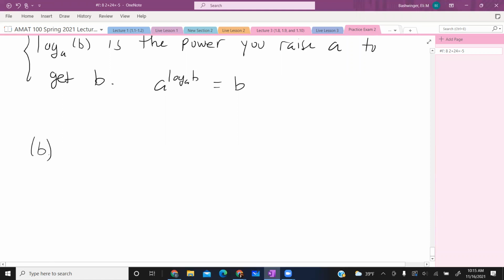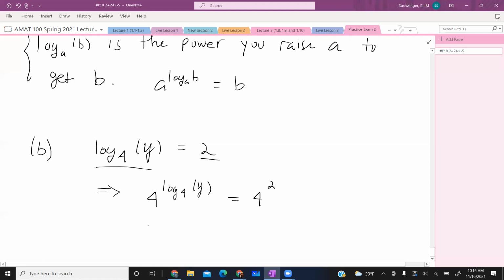Now we're going to do part B, and we're going to solve for y in this case. So again, you can use the definition of the logarithm to figure out what y has to be, but I think it's easier to exponentiate both sides. So I take 4 and raise it to this power, and 4 and raise it to that. So 4 and log base 4 cancel out, and I get y is equal to 4 squared. 4 squared is 16. So that's, I think, a lot easier than remembering a slightly confusing definition. So that's number 9. Let's do number 10.